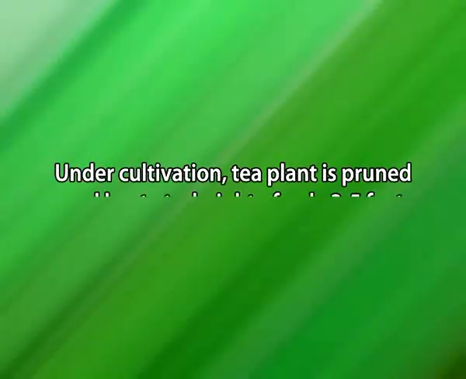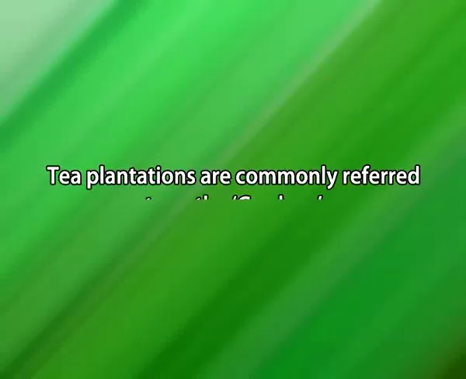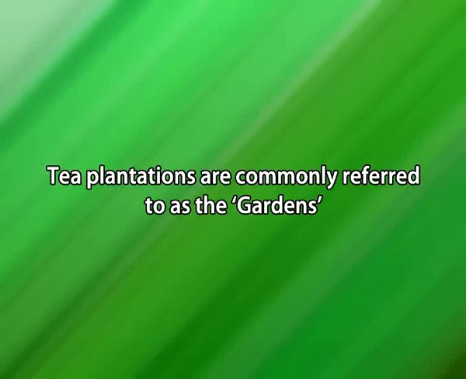Let's know how this tea is cultivated. So far as the cultivation of tea is concerned, in the wild, the tea plant can grow into a tree about 30 feet tall. But under cultivation, the plant is pruned and kept at a height of only 3 to 5 feet in order to make plucking easier and also to increase the yield. The tea plantations are generally known as gardens.